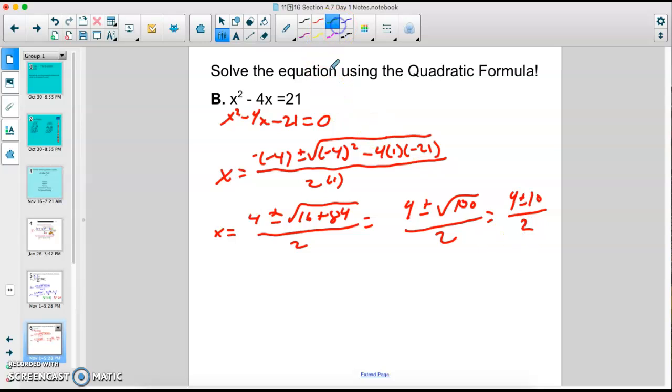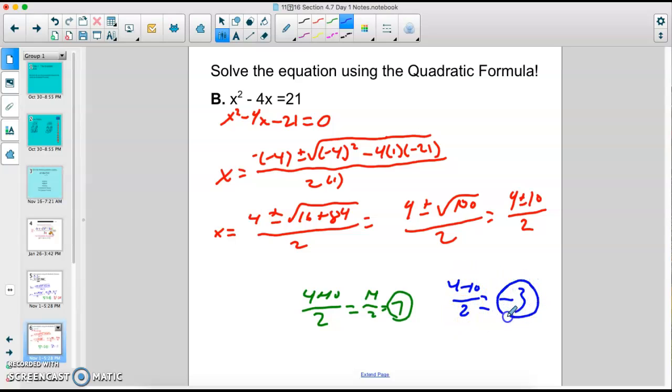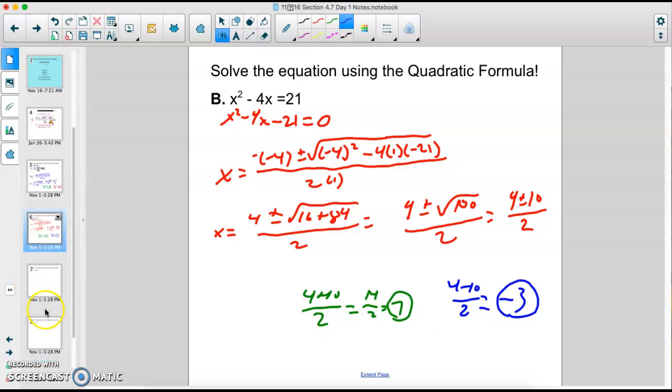Okay, and now I can play my two different scenarios here. So 4 plus 10 divided by 2, and that equals 14 over 2, which equals 7. And then my other one here, 4 minus 10 divided by 2, that would be negative 6 divided by 2, which is negative 3. All right.